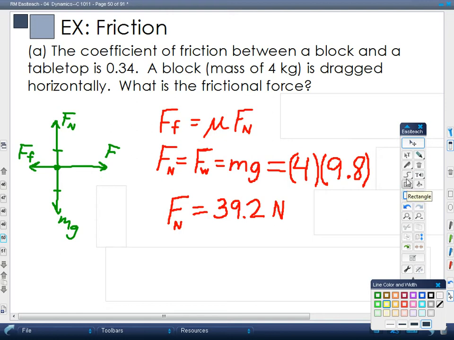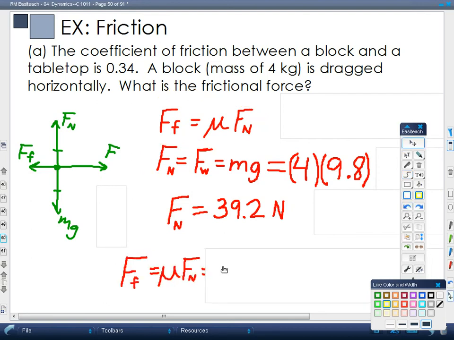So all the concepts are out of the way. The rest is plugging and chugging. We're going to plug back into this force of friction equation. I'm going to use that down here. The force of friction is equal to mu times the force normal, which is 0.34 times 39.2.